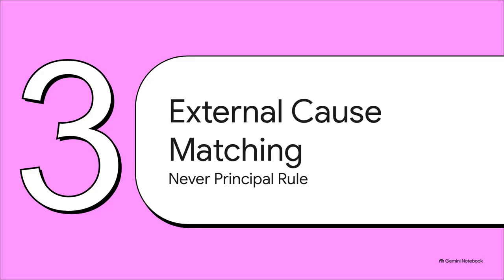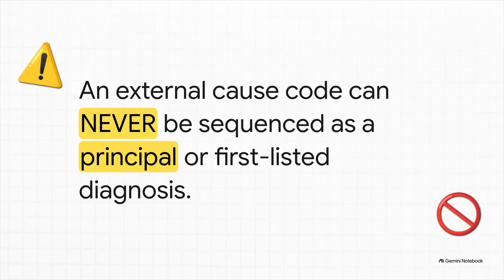Okay, on to Section 3, Trap 3. External cause matching, the never principle rule. Let's completely defuse the external cause rules found in Chapter 20. Now, these codes provide vital injury data, absolutely, but they come with incredibly strict sequencing rules.